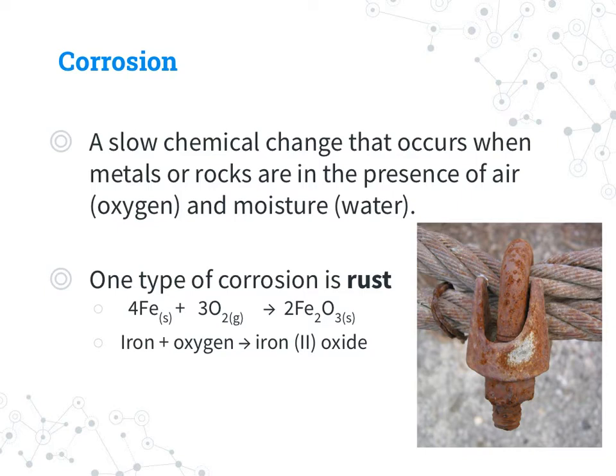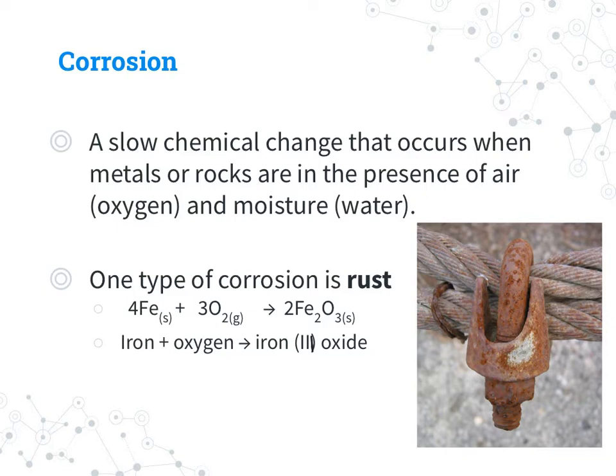Corrosion is a slow chemical change that occurs when metal or rocks are in the presence of air and moisture. So they need oxygen and water to rust. This is slow. However, we probably don't want this reaction to happen, so we're probably going to slow it down as much as possible. So one type of corrosion is rust. Rust is when we have iron and oxygen in the presence of water, which isn't in our chemical reaction. So what must water be acting as? Water makes iron 3 oxide. I should say iron 3, not iron 2.